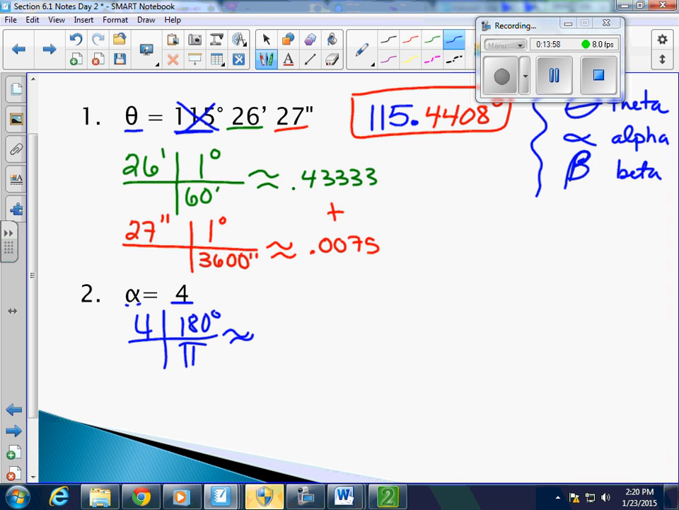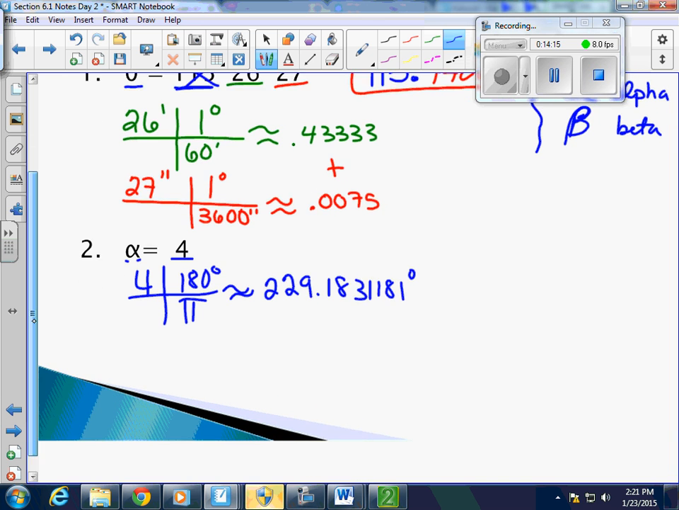Divide by pi. I like that much better. 229.1831181 degrees. Okay. Don't forget to divide by pi. The radian unit canceled out, but the number was still there, so get that divided by pi.